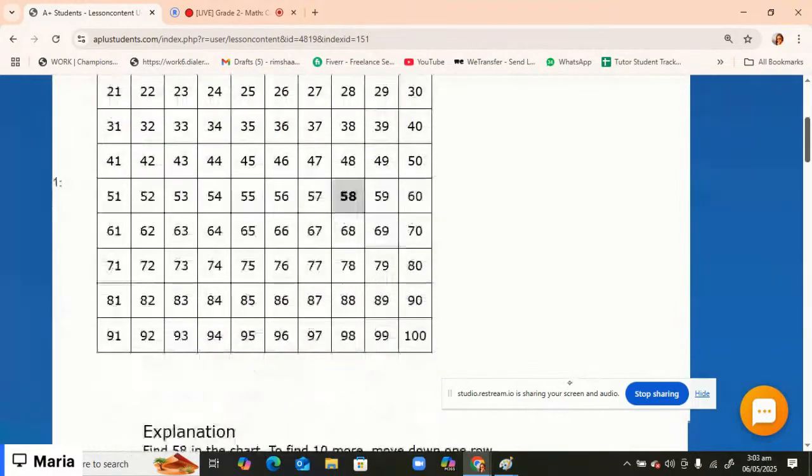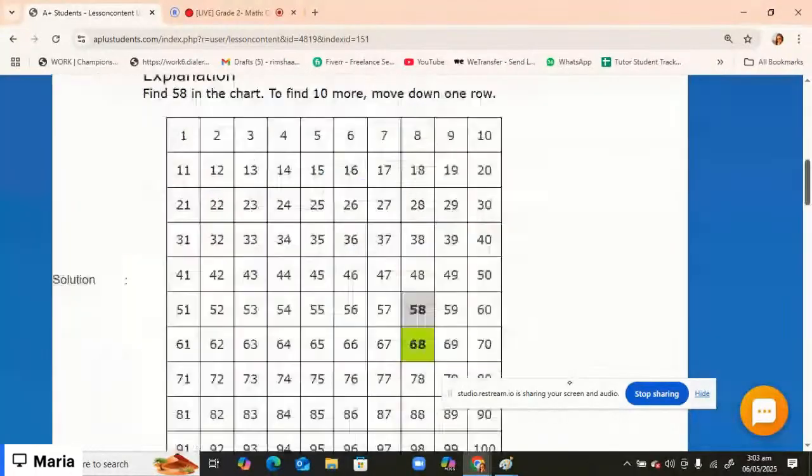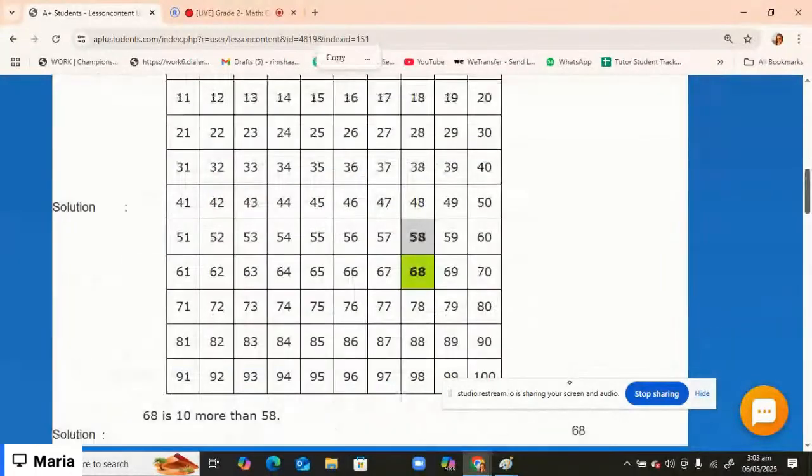So if 10 more than 58, it means 1, 2, 3, 4, 5, 6, 7, 8, 9, 10. It's on 68. Okay, all right, this is 10 more than 58. You count the numbers also, and that is 68.